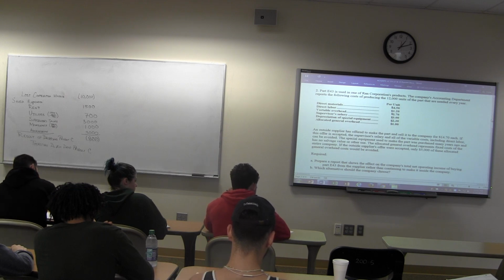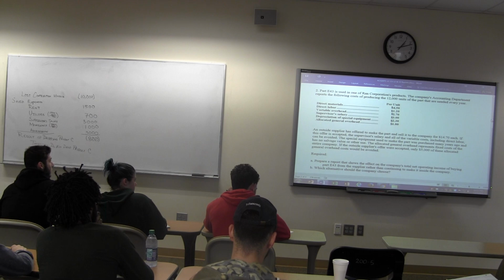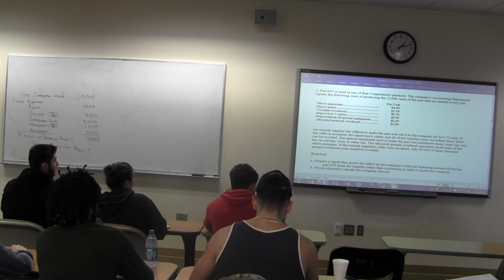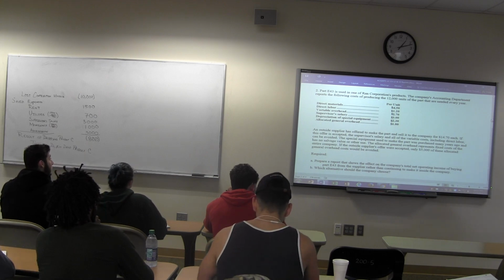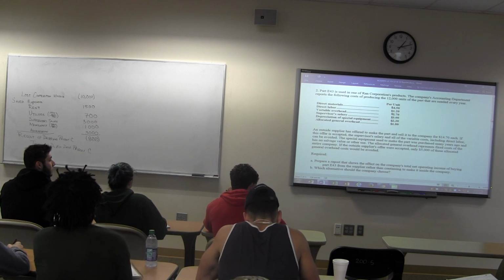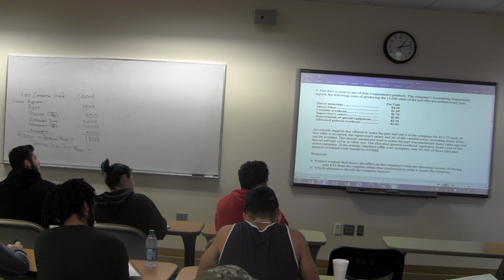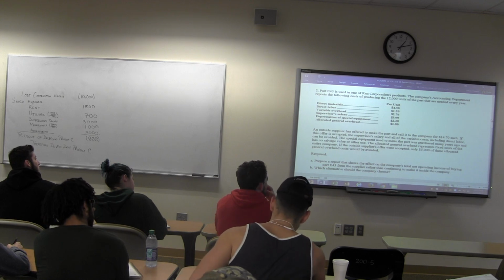All right, number 2. Part E43 is used in one of Rand Corporation's products. The company's accounting department reports the following costs of producing 12,000 units of the part that are needed every year. An outside supplier has offered to make the part and sell it to the company for $14.70 each. Okay, so prepare a report that shows the effect on the company's total net operating income of buying part E43 rather than continuing to make it inside the company.